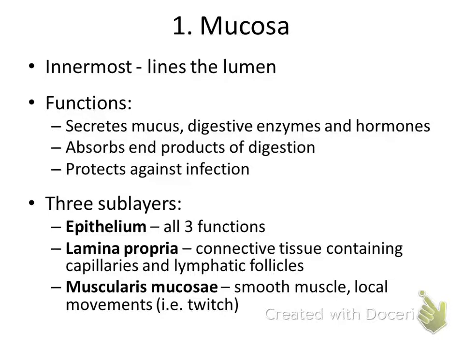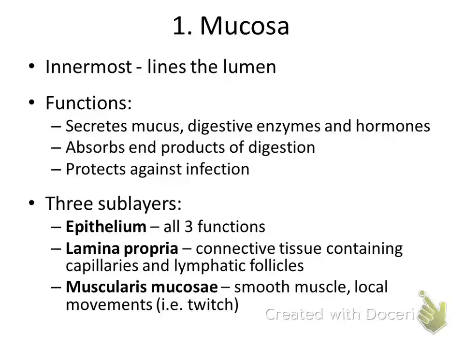So epithelium is doing most of the functions here. Lamina propria doesn't help out a whole lot. It's really acting mostly like a glue. But muscularis mucosa is kind of interesting because it's got muscle there. And it's got muscle that we don't think about.